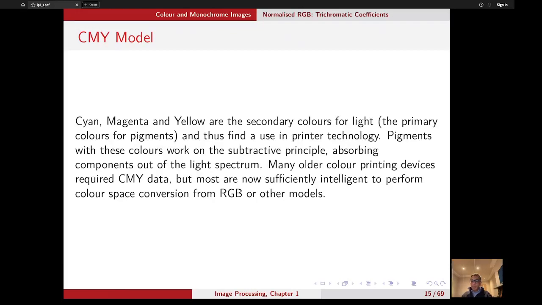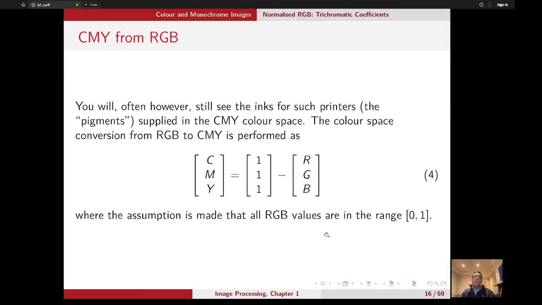Okay, so having introduced the CMY model, let's look at how we convert from RGB to CMY. CMY is subtractive and RGB is additive, so it's quite intuitive that the way we get from RGB to CMY is to simply subtract the R, G and B values as a vector from the vector 1, 1, 1. The assumption there is that all the RGB values lie in the RGB color cube.